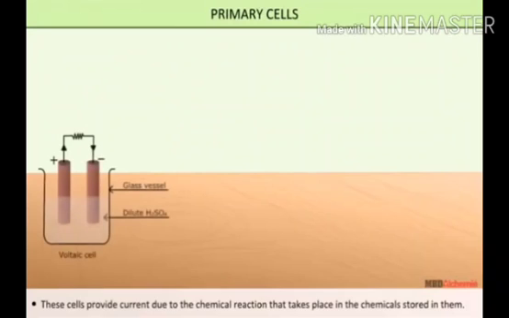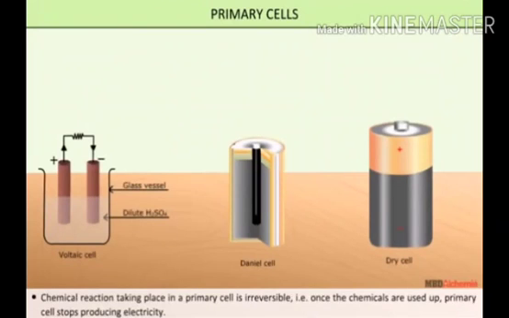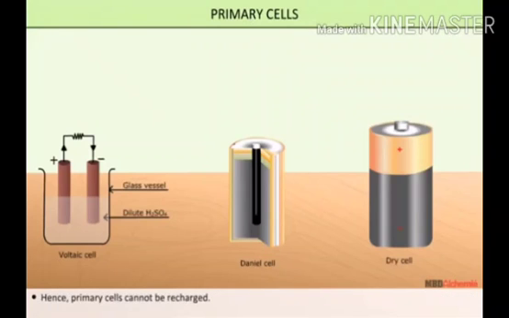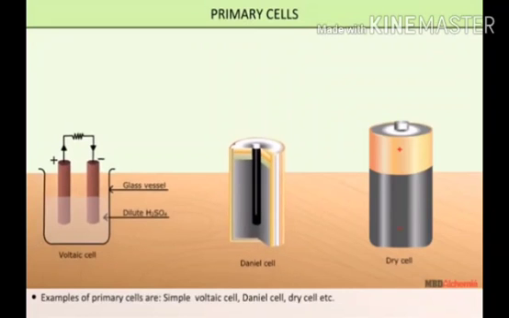Primary cells. These cells provide current as a result of the chemical reaction that takes place in the chemicals stored in them. The chemical reaction taking place in a primary cell is irreversible. That is, once the chemicals are used, the primary cell stops producing electricity. Hence, primary cells cannot be recharged. Examples of primary cells are simple voltaic cell, Daniell cell, dry cell, etc.